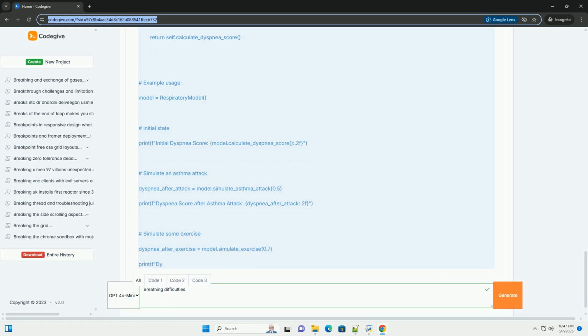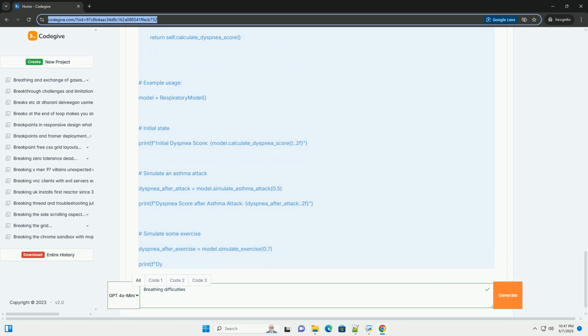V. Management of breathing difficulties. Treatment depends on the underlying cause. Immediate measures for acute dyspnea: oxygen therapy, supplemental oxygen to increase oxygen saturation.